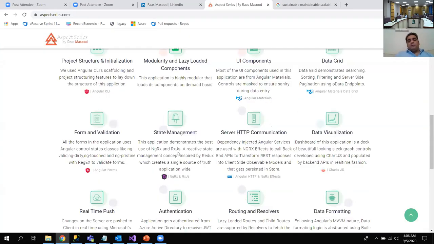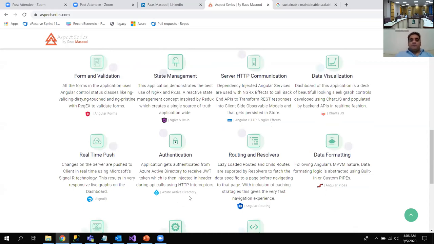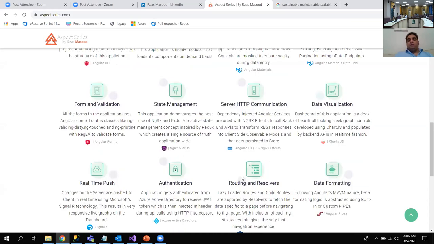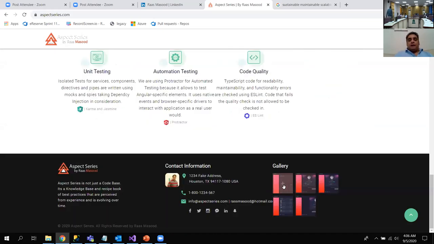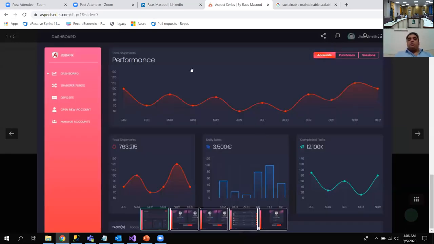Okay, so one of the major aspects is called state management. State management is an aspect of this kind of application where, for example, something changes in one part of an application. For example, I change something here in this part of the application. I also want the same thing to be changed in this graph and this graph and this graph.